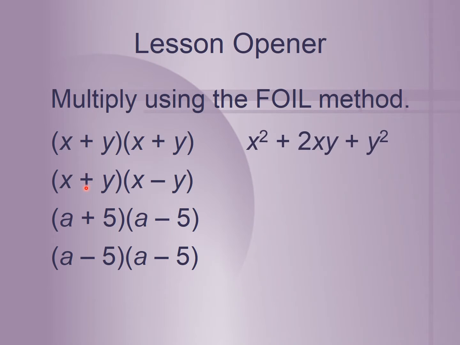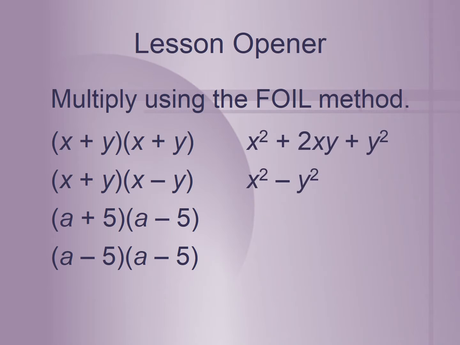All right, now let's move on to our second problem here, x plus y times x minus y. So go ahead and multiply those 2 binomials together using the FOIL method, and make sure that you combine the like terms in the end. So after you've combined all your like terms, you'll notice that some things cancel out, leaving you just x squared minus y squared.